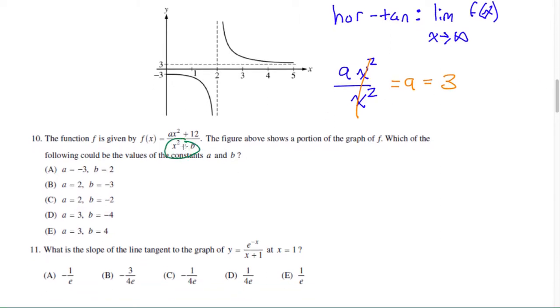Time to go on to part b. B is looking at this bottom. So what is the definition of a vertical tangent? When limit of x equals 2. Oh.